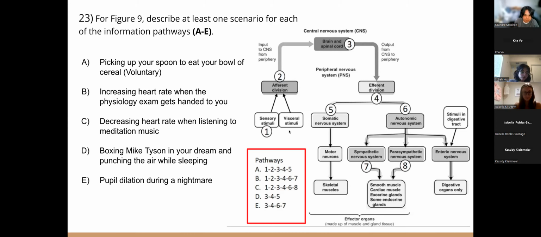For case D, okay, so the big difference between case D and E is that information is not going to be derived externally, right? So we're not going to have a sensory stimulus that sends information to our brain to carry out a response.